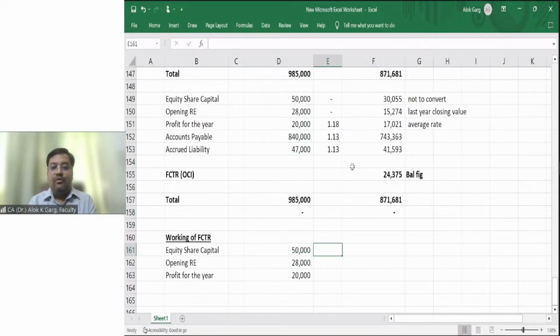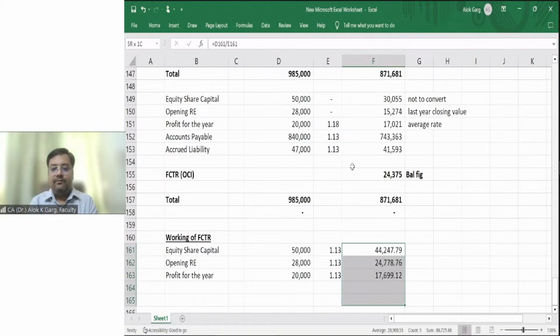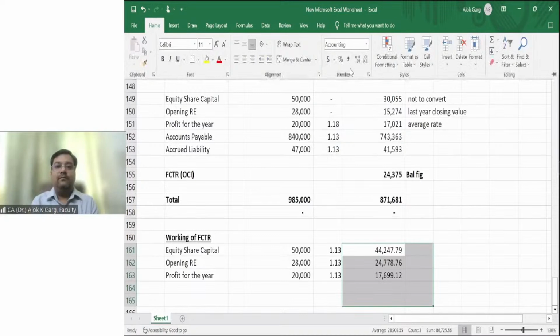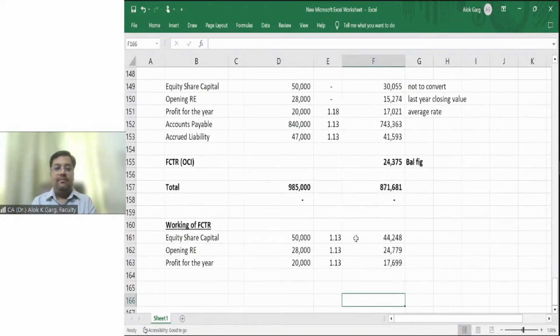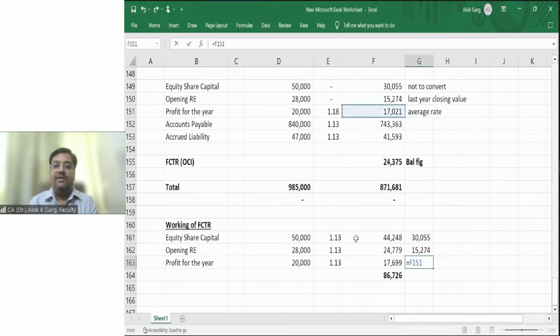Is that clear? Convert all these items into the closing rate. What number will come? This will come, right? What is the total? Now, what is the value of the other items? This is given in the question: 30,055. This is also given in the question: 15,274 closing value. And for this item, the value is 17,021, the average rate value.